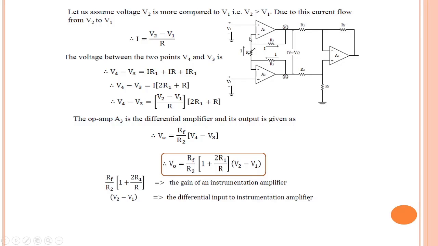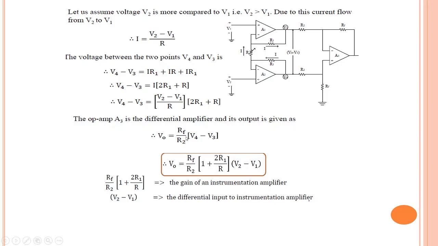Here we assume that the input currents to both operational amplifiers are very low. Indeed, these are very low. So V4 minus V3 can be simply given by I multiplied by (2R1 plus R), which, if we substitute for I in terms of V2 and V1, becomes (V2 minus V1) divided by R, multiplied by (2R1 plus R). The op-amp A3, as just seen, works as a simple differential amplifier.